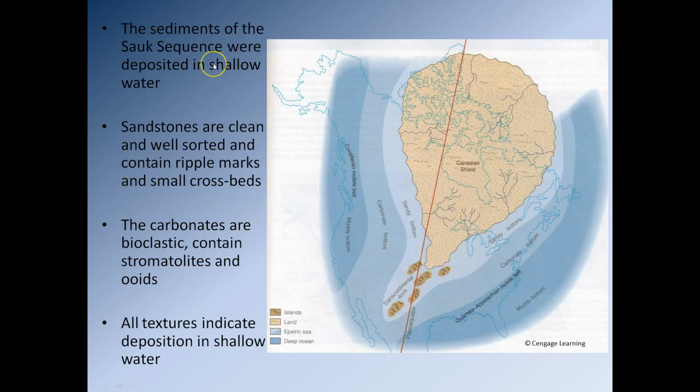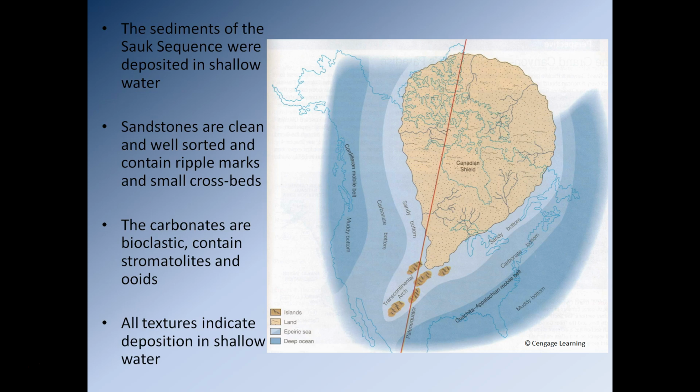So the sediments of the Sauk sequence were deposited in shallow water, and we see the sandstones are clean and well sorted, contain ripple marks and small crossbeds. That would suggest they're being deposited into a shallow sea where the sandy sediment is being churned up by typically wave action. We also see there are lots of carbonates forming, and they contain stromatolites and ooids.